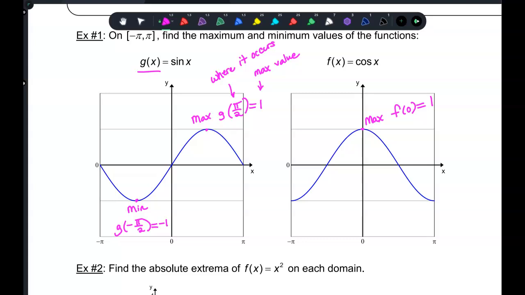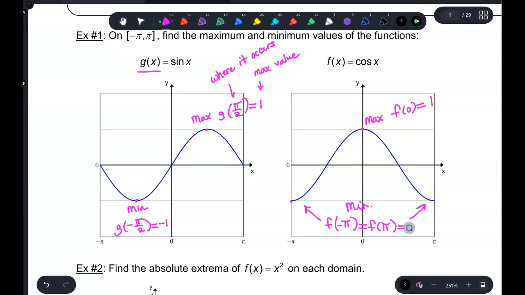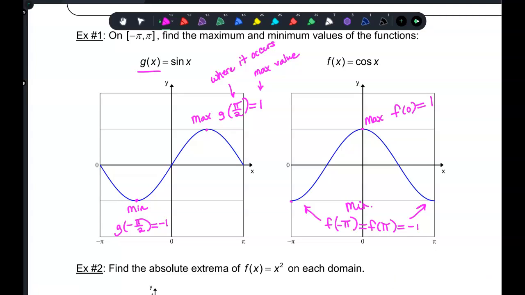But what's happening with the absolute minimum? There's 2. Okay, there's 2 locations on this graph. Now, both of these are going to be the same value. So f of negative pi is the same as f of pi, which equals negative 1. So these are the minimum. So we say the minimum, I meant to write that. Sorry. Negative 1.